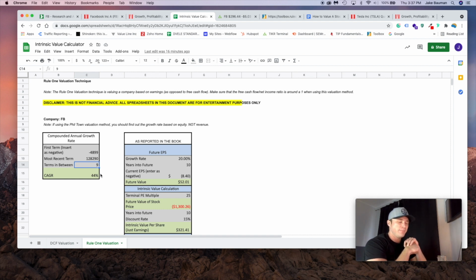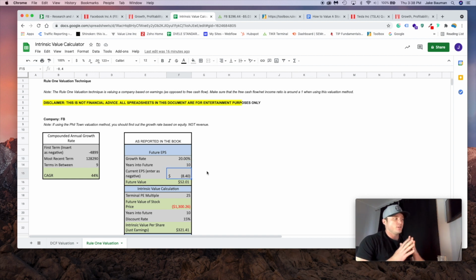And this is kind of where my beef with the Phil Town valuation technique comes into play, because he says you should use that number. Guys, that's not sustainable. It's just not. So I'm going to cap it at 20%. If you want to do the 44%, just like his formula, go for it. So we're going to use 20% right here for our growth rate. And we are going to value this out 10 years.